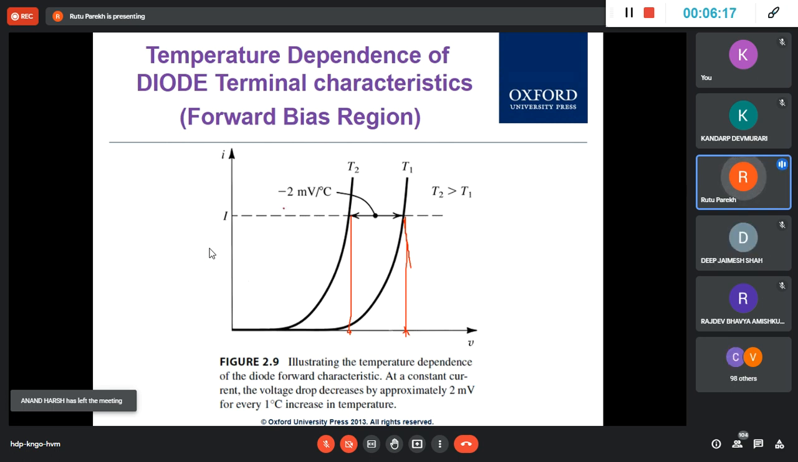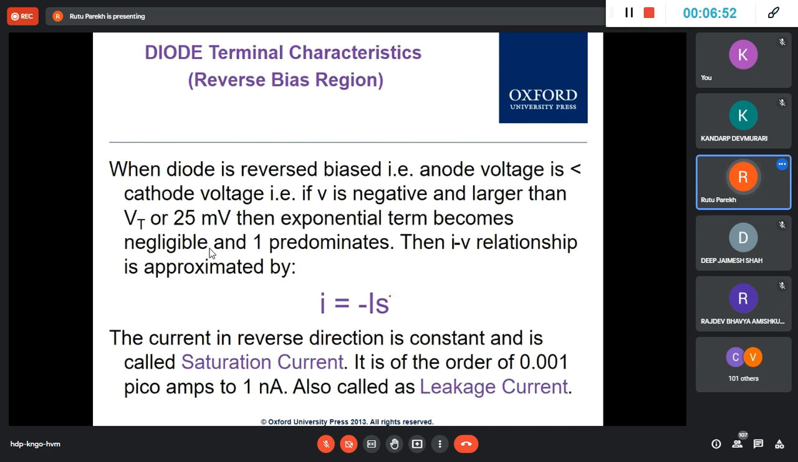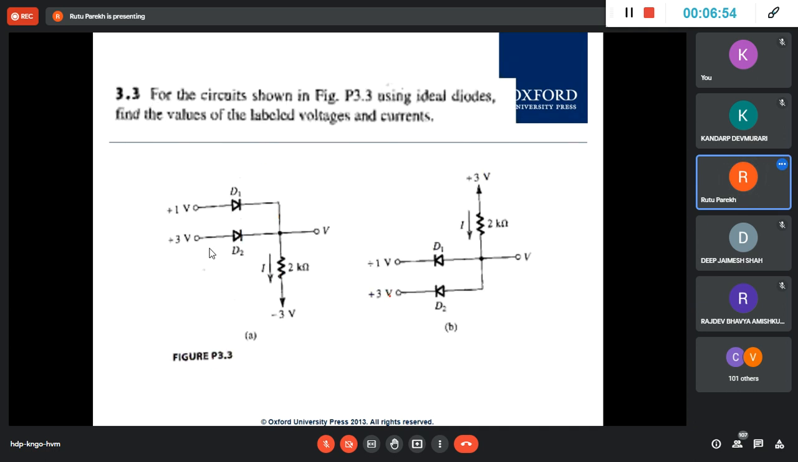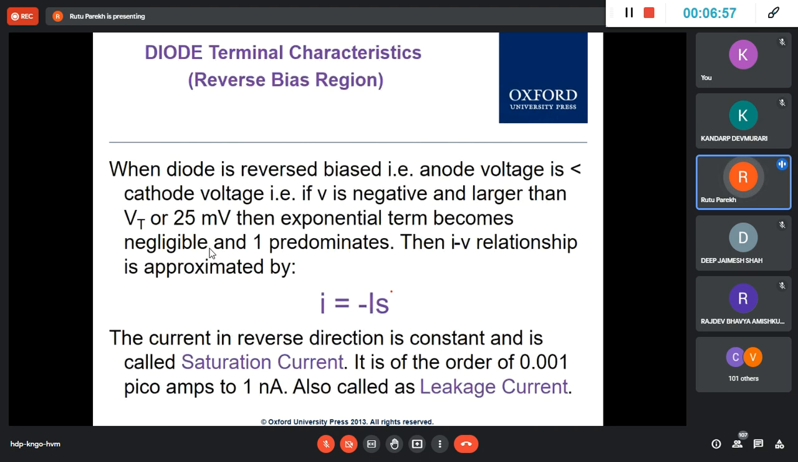And what is it for the diode? It is 2 millivolt per degree centigrade. So here, for the same current, the difference is for 1 degree centigrade. So if this is 26 and this is 25, then this difference is 2 millivolt. That's what it means. So for a 10 degree change, you will get a 20 millivolt change, for getting the same I. And so that's all we had seen.